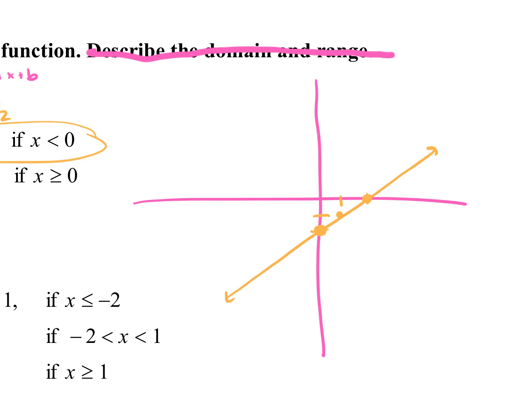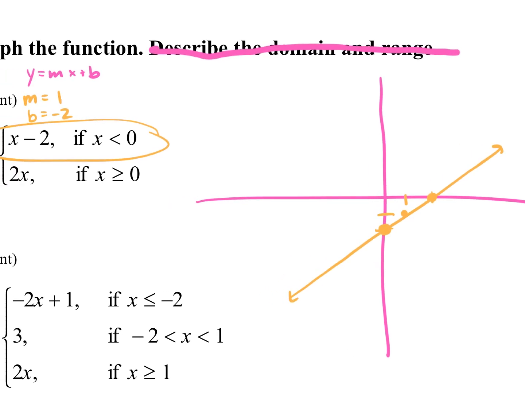But I always have to check my restriction. X is less than 0. So I would put a brick wall down at 0. Less than, am I talking values to the left or the right? Left. To the left. So I would erase everything to the right. Now, is this an open circle or closed circle? Open circle. Perfect, because it's just less than, which tells us it's an open circle.